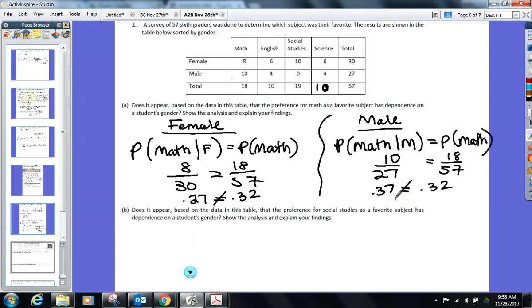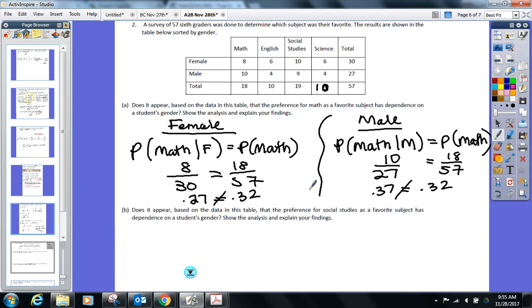So is gender independent of whether you prefer math or not? No, it depends, doesn't it? It depends on your gender if you like math or not. That's what we just proved. All right, depends, okay? So yes, there is dependence on gender.